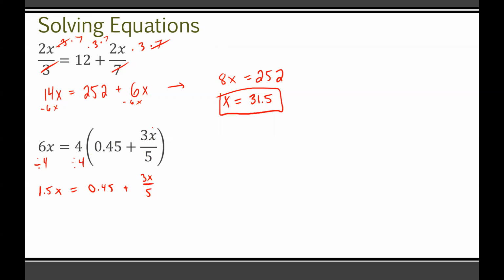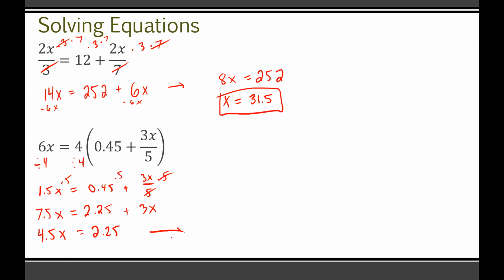Then I'll use that trick that I just did on the other one. I'll multiply every single one of these things here by 5. That gets rid of this fraction divide by 5. So 1.5 times 5 is 7.5. So we have 7.5x equals 0.45 times 5 is 2.25. And then that's just plus 3x. Next up, of course, we want to get all our x's to one side. So I'll minus 3x from both sides. That gives me 4.5x, because I took away 3x from there. So 4.5x equals 2.25.